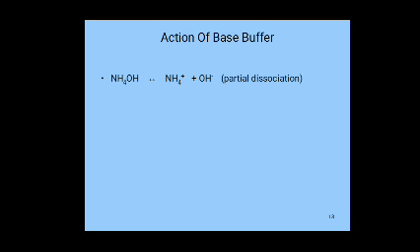Ammonium hydroxide partially dissociates to form NH4 plus and OH minus. Ammonium chloride completely dissociates to form NH4 plus and Cl minus. Thus, the ionization reaction is represented by the following equation.